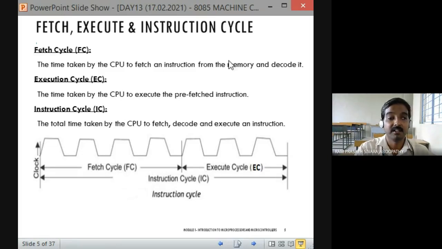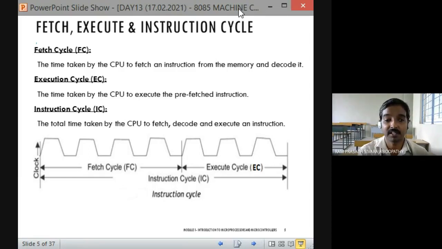That means I will ask a question now. What is the duration of the fetch cycle in the given diagram? Can you people type it in the chat? How many T states for the fetch cycle? Yes, very good, Anthony, Surya, Shivakumar, very good. 4 T states, very good. What about the timing for the execution cycle? How many T states? Yes, very good. What about the timing for the instruction cycle? Yes, very good. 7 T states, that's all.